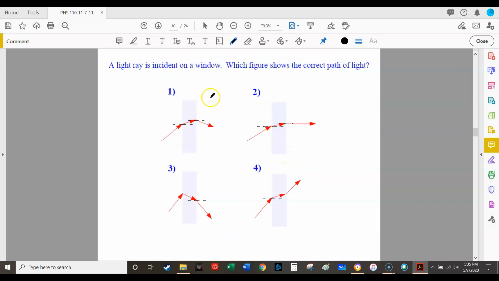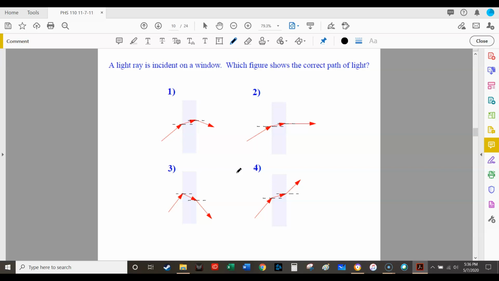Okay. Here we go. A light ray is incident, coming in and hitting a window and refracting all the way through. Which figure shows the correct path of light? Is it 1, 2, 3, or 4? Please pause the video now and try it out.